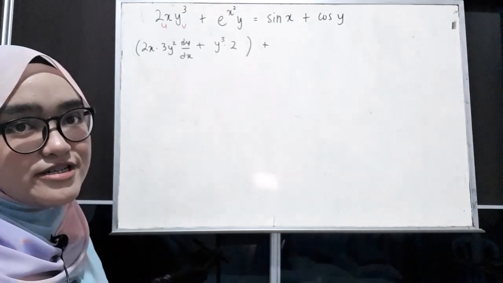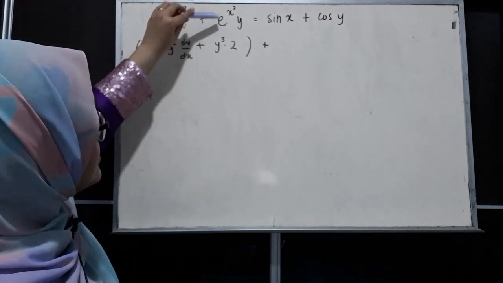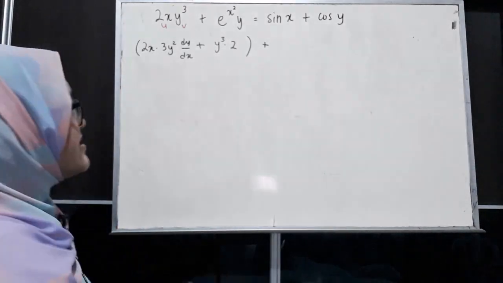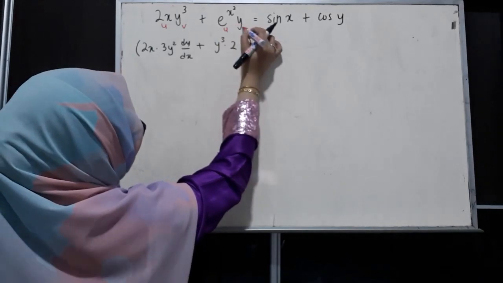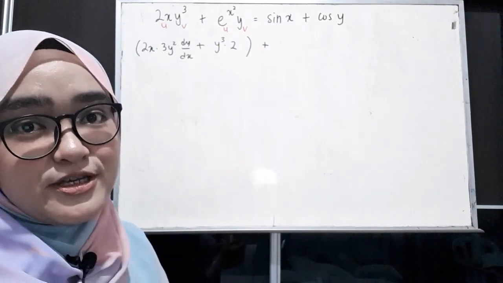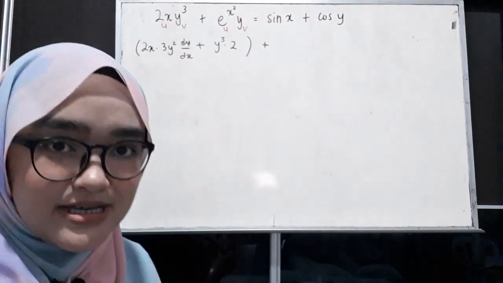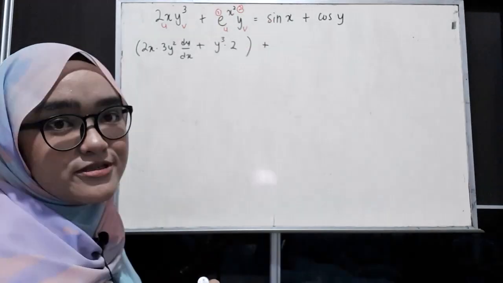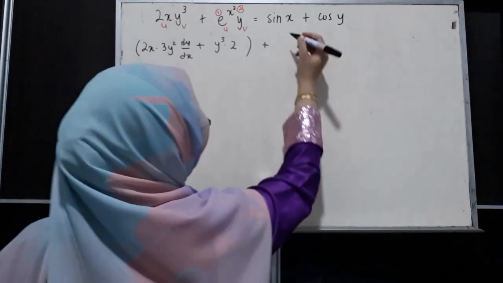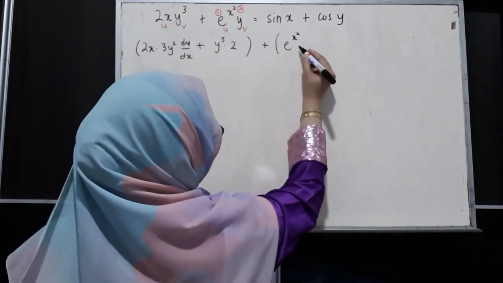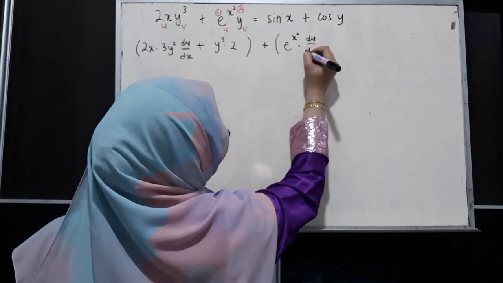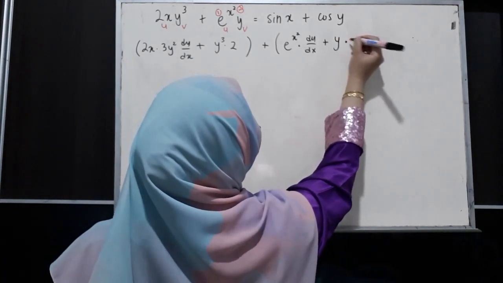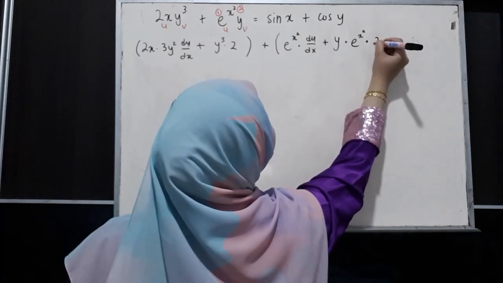Plus second term. Now we want to differentiate e to the power x squared y. So again, we must apply the formula for the product rule. We can denote e to the power x squared as u and y as v. At the same time, e to the power x squared is a composite function. So number one, differentiate the exponent, and number two, differentiate x squared. So uv prime, e to the power x squared multiplied by dy over dx, plus vu prime, y multiplied by e to the power x squared multiplied by 2x.